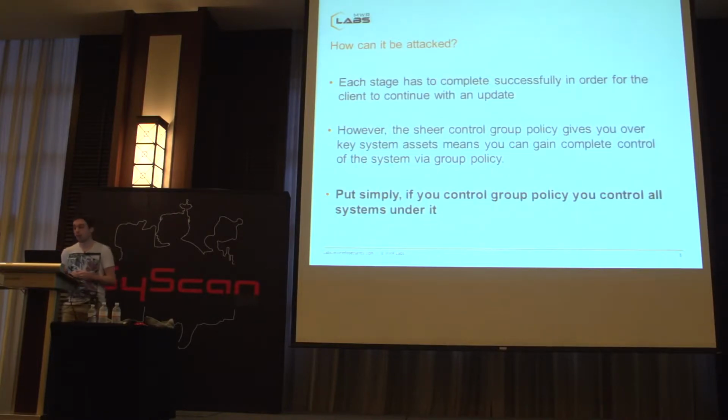So, how can it be attacked? There's a few important considerations to make here. First of all, each stage has to complete successfully. Obviously, if it fails to look up a domain controller in DNS, it's not going to carry on with the additional steps. But likewise, if it fails at the LDAP stage, for example, and it doesn't know what GPOs it's supposed to apply, it's not going to then go on and just try and connect to SMB and apply settings anyway. So that's something that's very important for us to consider going forwards.